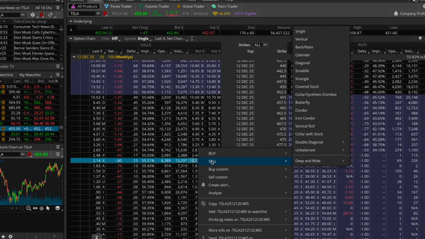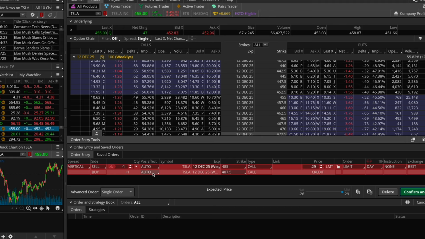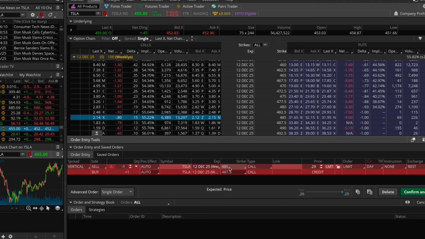And I'm going to go to sell, and I'm going to go to vertical again. And that pulls up my two-legged trade window in which I am selling a 485 call, and it automatically pulls up purchasing a 487.50 call, but we can change that to 490 because that matches the example I just showed you with a put credit spread. In this case, there's a $5 difference between the two strikes, so there's a $500 maximum loss. And it automatically pulls up the credit for us just like it did in the other example.